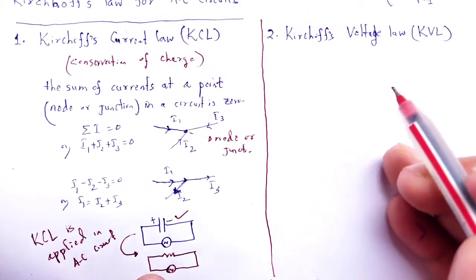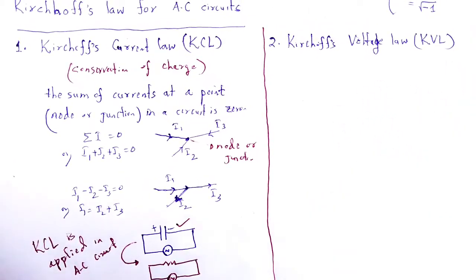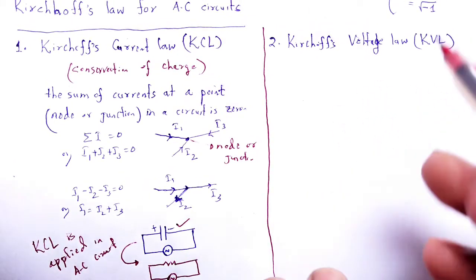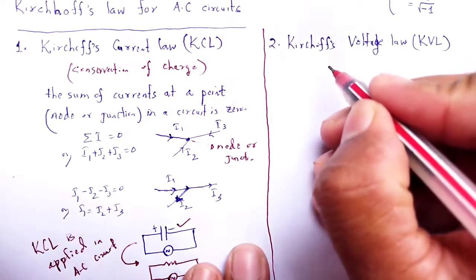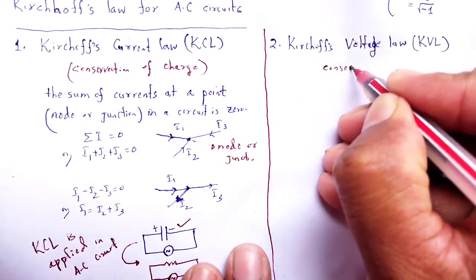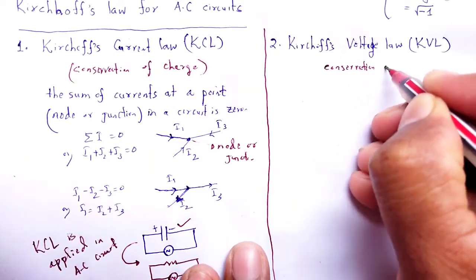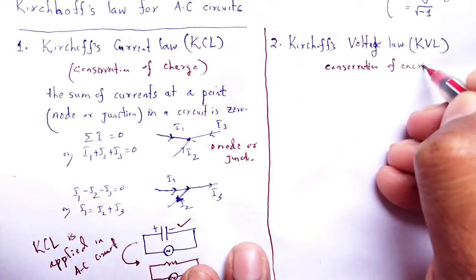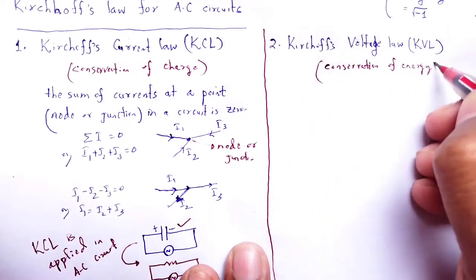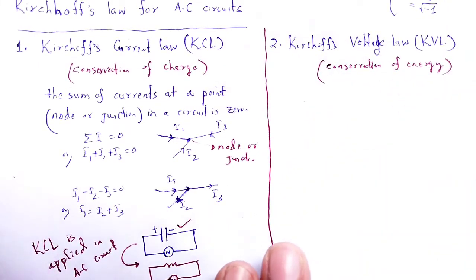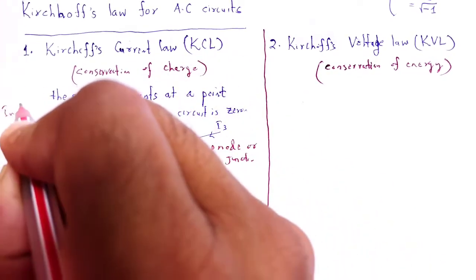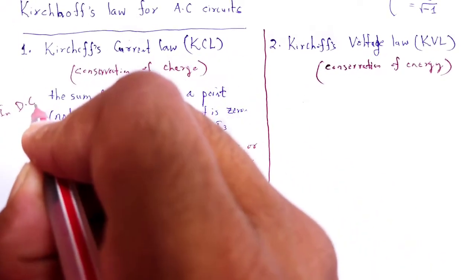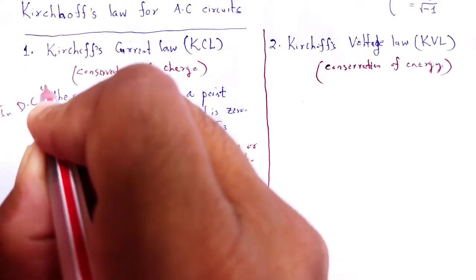Can we apply Kirchhoff's voltage law in an AC circuit? Look here, it is basically the statement of conservation of energy. What exactly would be the statement in case of DC? That is the statement in DC.